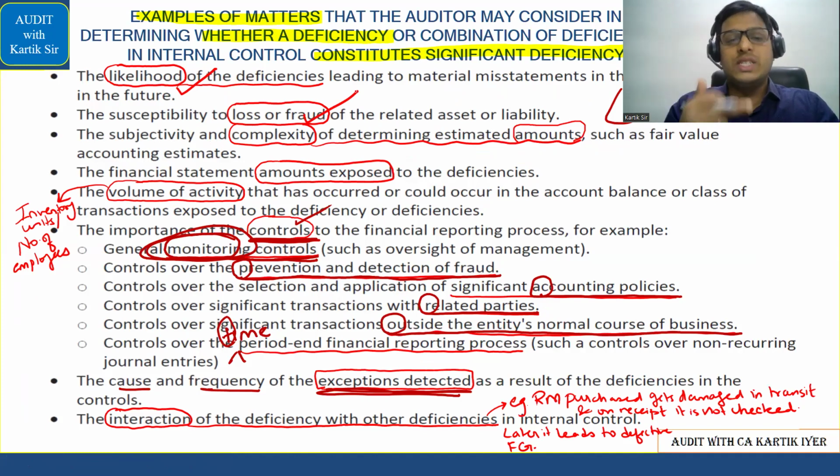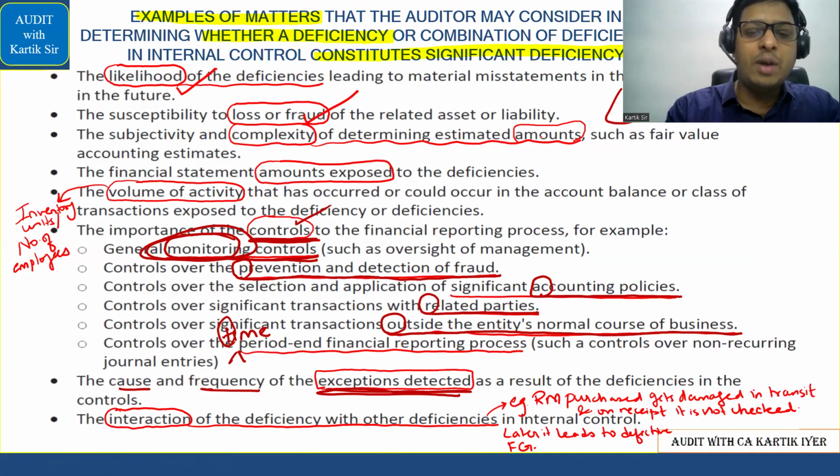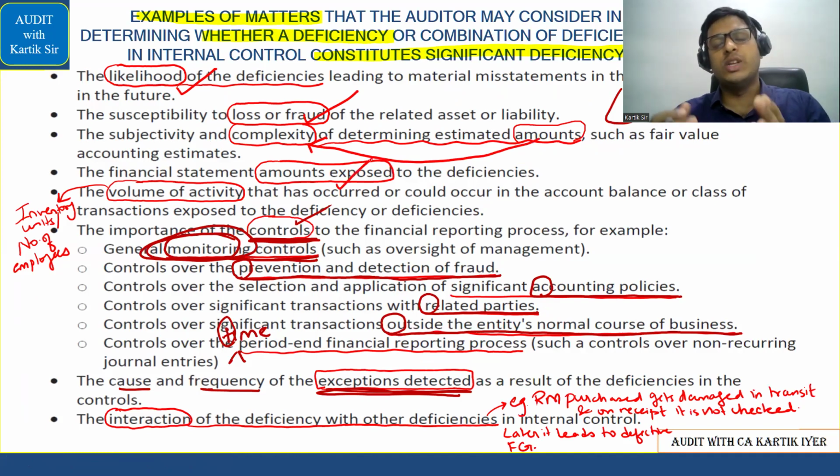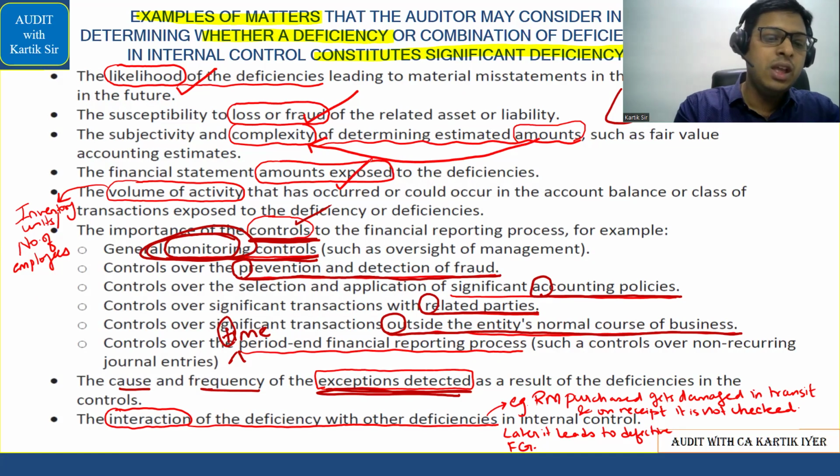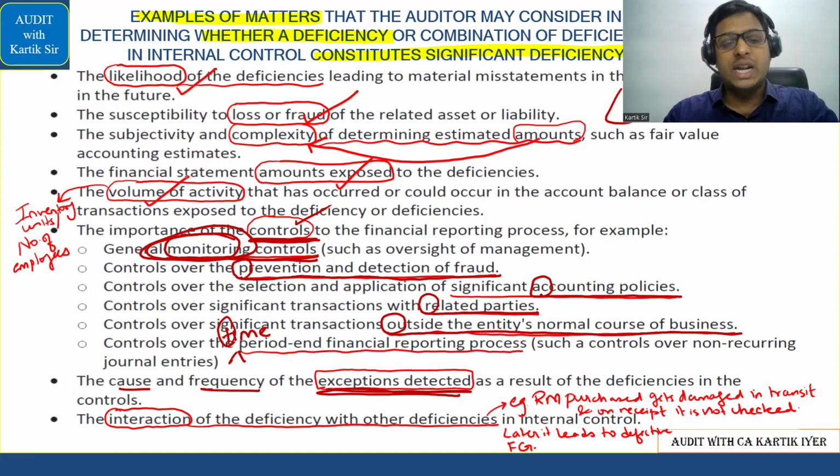So, if the deficiencies occur more number of times, you will have that doubt about likelihood. Loss or fraud: you will have in your mind that the problem is a big problem, a significant deficiency. Then amounts are complex to determine, and amounts exposed to deficiencies. If more amount is exposed to deficiency, or the amount is very complex to calculate, then the auditor may think there can be a significant deficiency. The auditor will keep in mind the volume of activity that the organization is doing. Volume of activity means how many times that activity happens. The more times it happens and if the control is weak, it means more misstatements can occur.